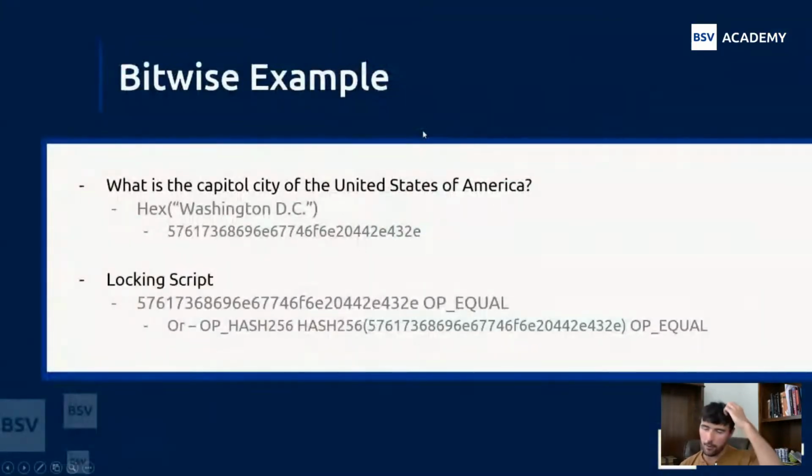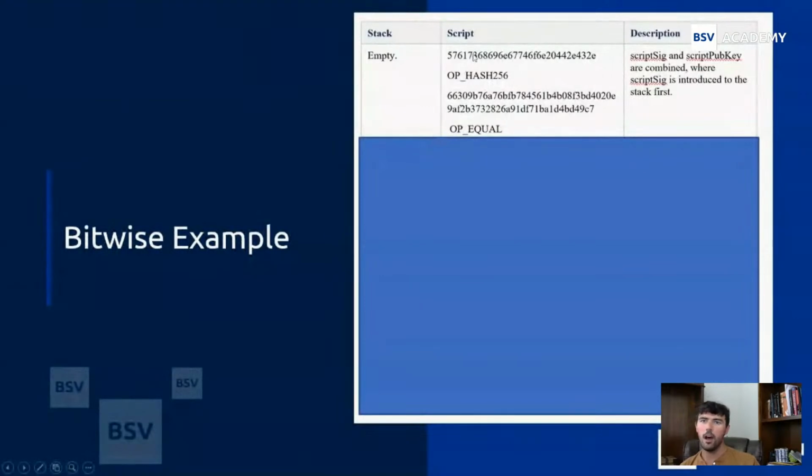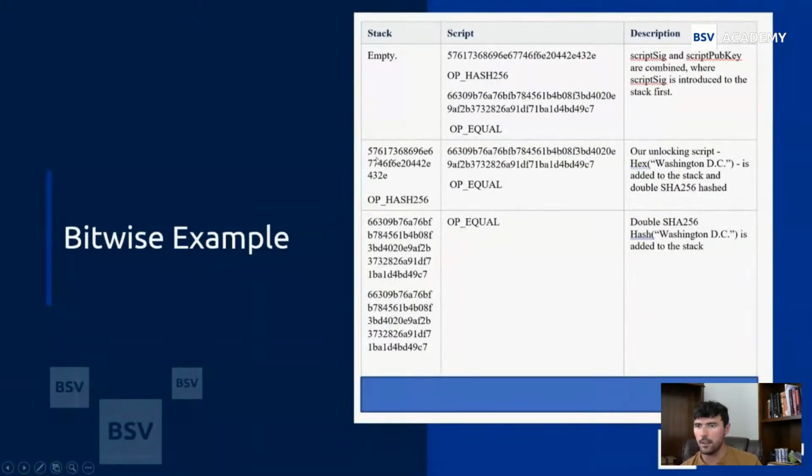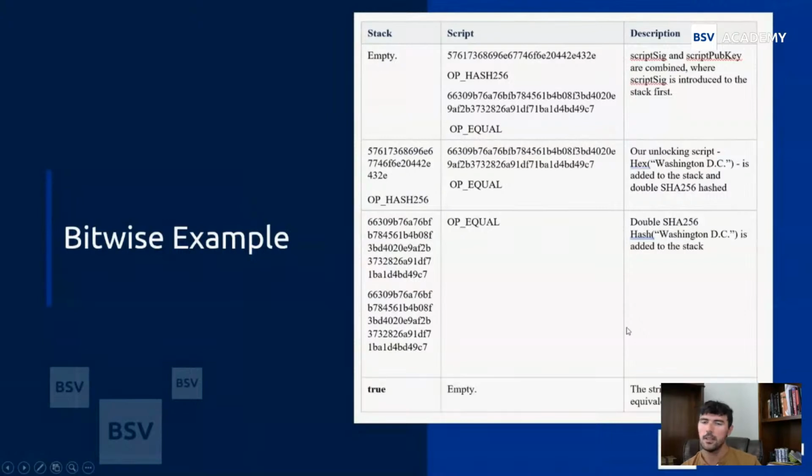And then let's say I'm a very smart student and I really want the money that's locked up in this question. So my unlocking script here would be the very first element on the stack, which is the hexadecimal string for Washington, D.C. And then the locking script is going to double SHA-256 hash that value and check it against the hash value that I've created here. So this is, again, very simplistic. But I'm going to try the answer of Washington, D.C. The locking script would then evaluate that double SHA-256 hash and compare it to the hash that was loaded, and we evaluate to true.